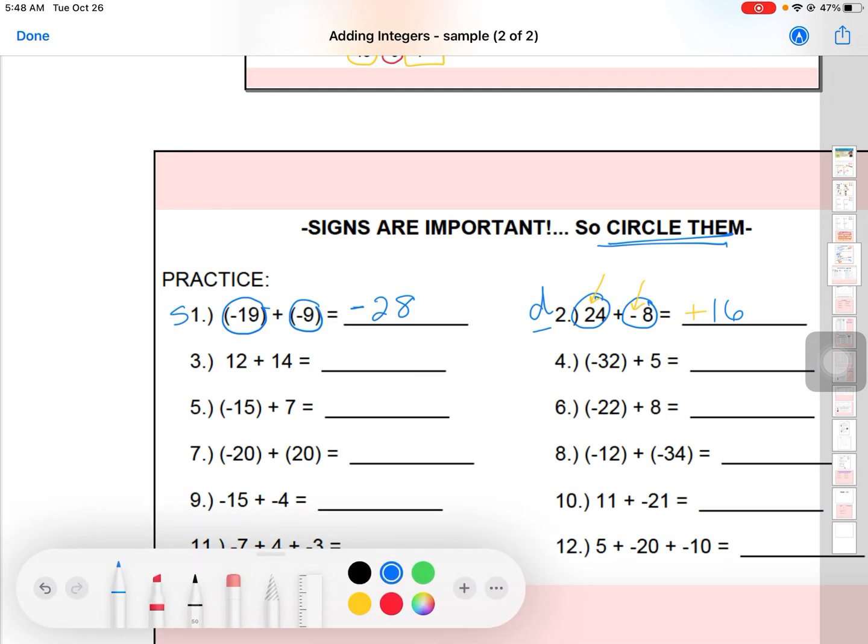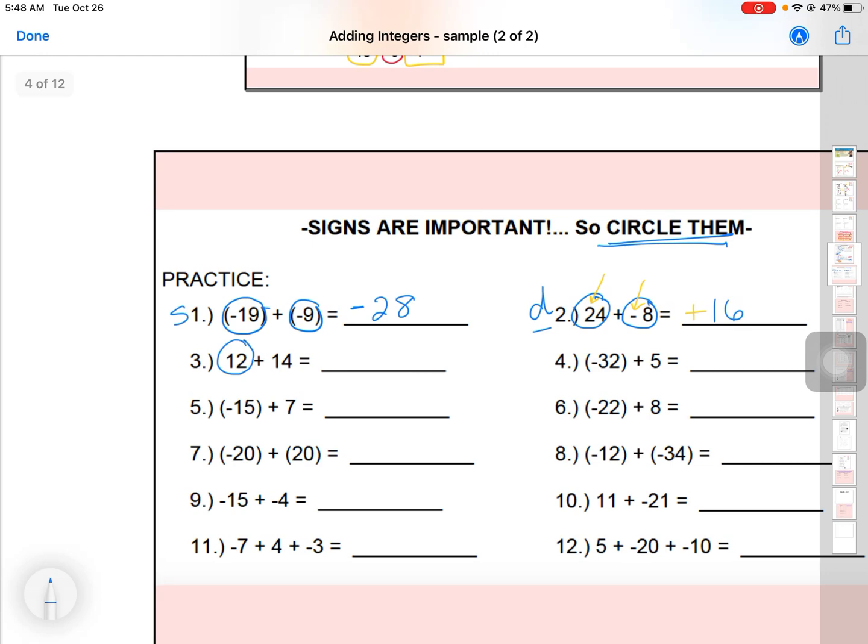In the next one, I have a +12 and a +14, or the plus in front of it, because I'm just taking 12 chips that are yellow and 14 chips that are yellow as well. So I'm combining them together because the signs are the same. I'm going to add, and so my answer would be 26. And a +26 because they're all the same color. They're all yellow.